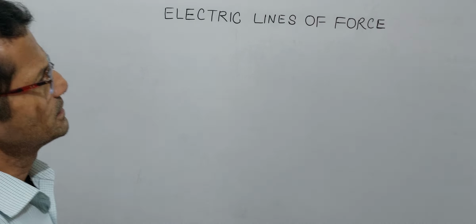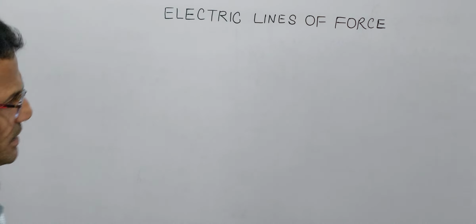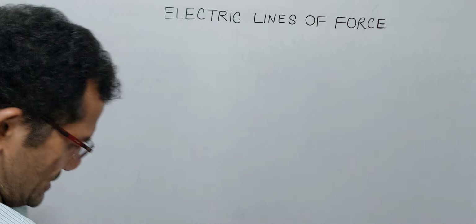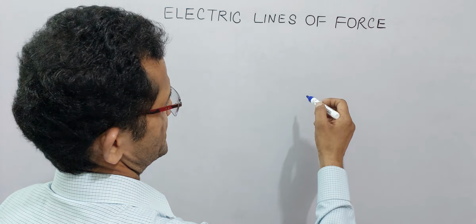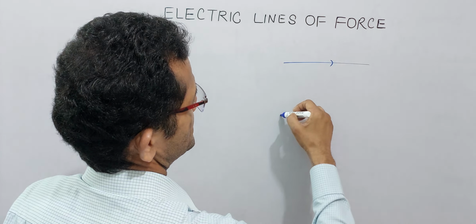Now electric lines of force. In electric fields we can define some lines of force. They are imaginary, and they give us the magnitude of the electric field and the direction of the electric field at a particular point. If I place a unit positive charge, suppose this is the point P. The electric field lines can be straight lines, and they can be curved lines also.